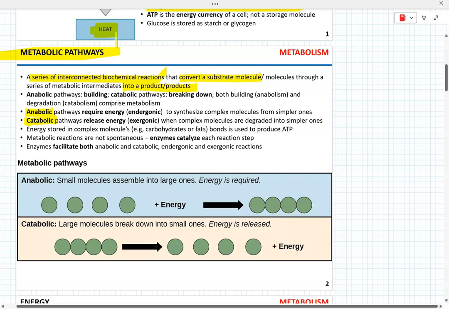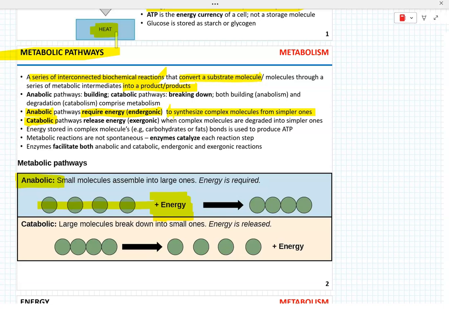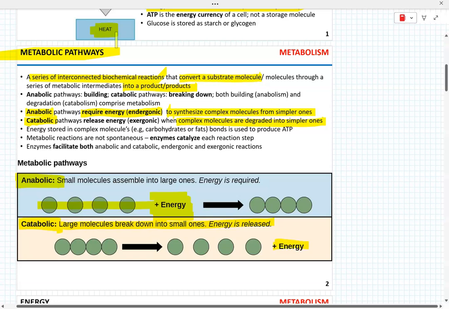Anabolic pathways are used to synthesize complex molecules from simpler ones, and you can imagine that anabolic pathways, shown here, require energy. In other words, anabolic pathways are endergonic. Catabolic pathways are the ones in which large molecules break down into small ones. These pathways usually release energy and therefore are called exergonic.